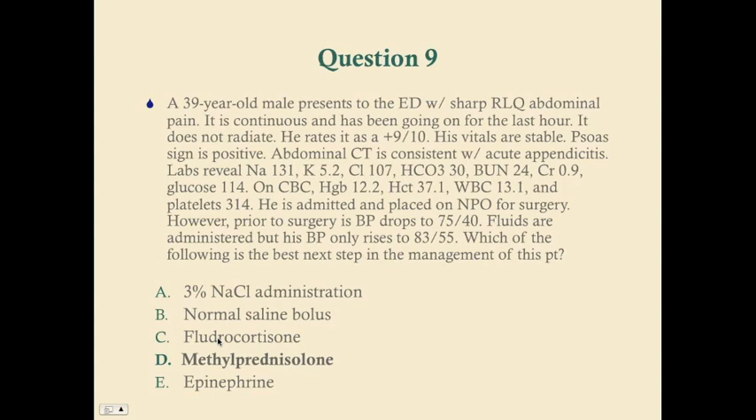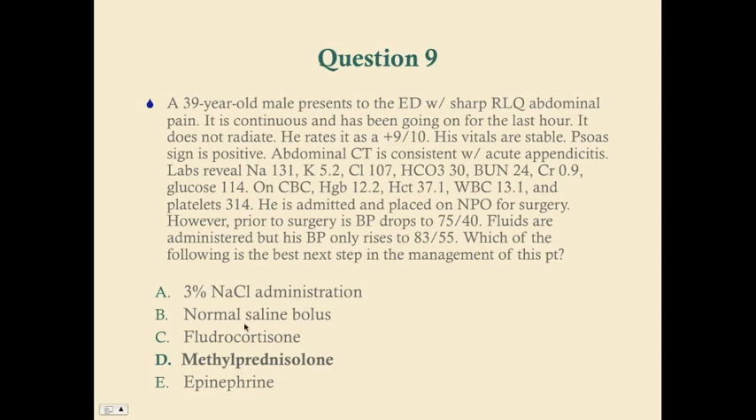Fludrocortisone certainly is something that he'll eventually need if he has Addison's disease, but that doesn't replace cortisol. It replaces aldosterone. So we don't use fludrocortisone. 3% NaCl administration would be to correct hyponatremia. We're not doing that here. We're trying to save this patient's life, so not that. Normal saline bolus, we already tried that. It didn't work too well. And epinephrine, that's not right because we know this patient's got hypocortisolism. So we've got to treat his hypocortisolism.